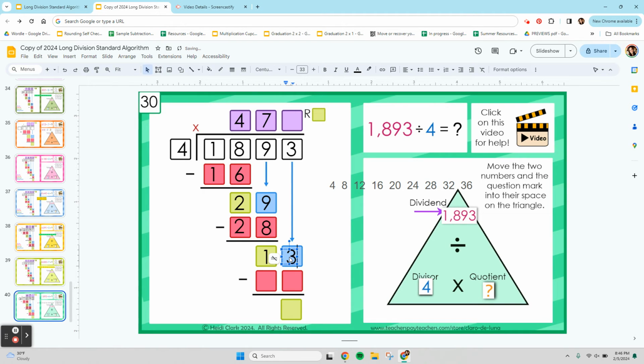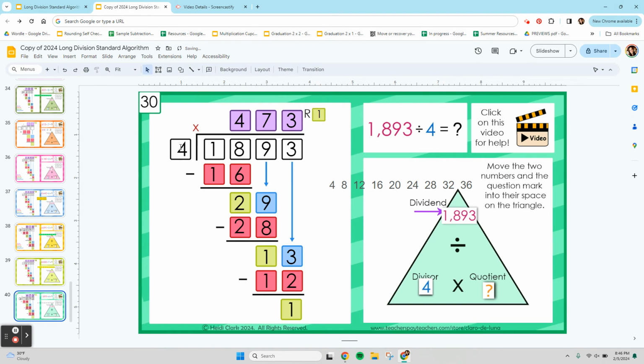Bring down the 3. Almost finished. How many 4s fit into 13? 3 4s fit into 13. 1, 2, 3. 3 times 4 is 12. And then we subtract and we have a remainder of 1.